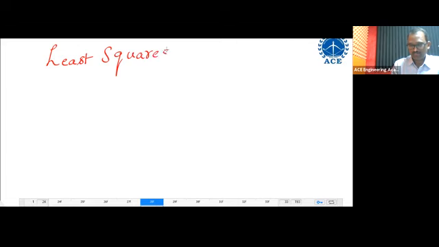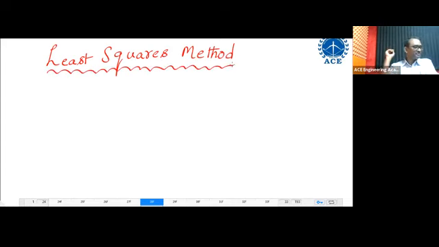Let us continue. The last topic, least squares method. This is the last topic, least squares method.